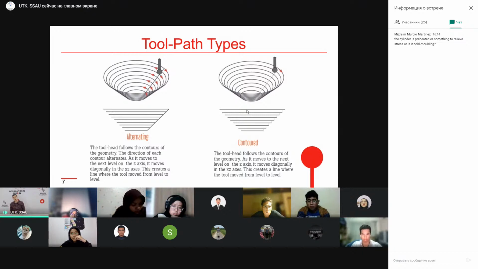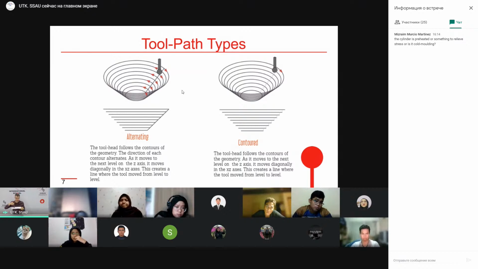Next part is how we can create tool paths and what types of tool paths we can use. There are several approaches. The first one is alternating. You can see it on the left on the slide. So our punch is making circular movement. It moves by circle. And when we are going to the next step, the direction of the movement is changing.